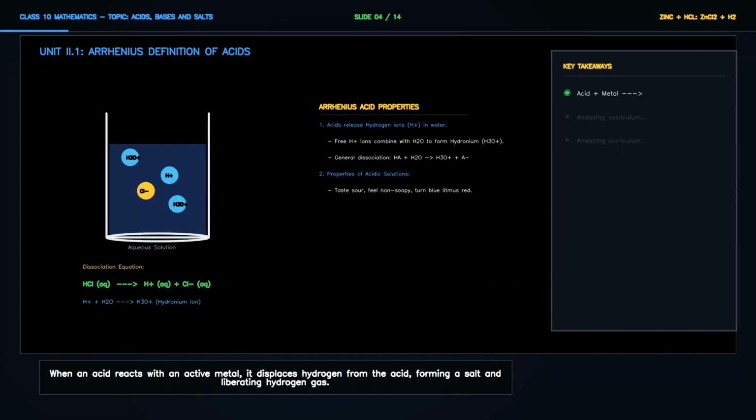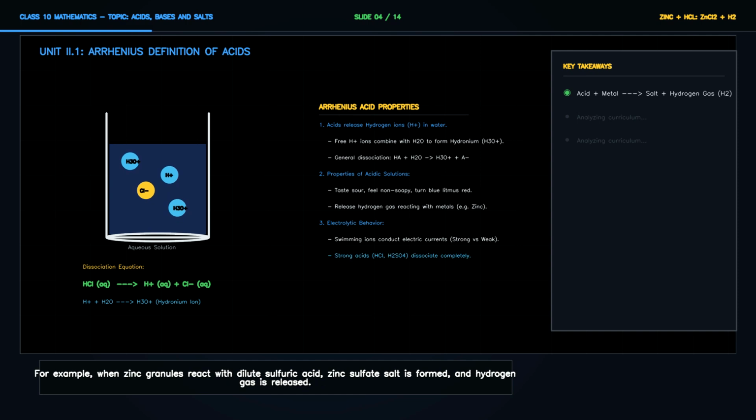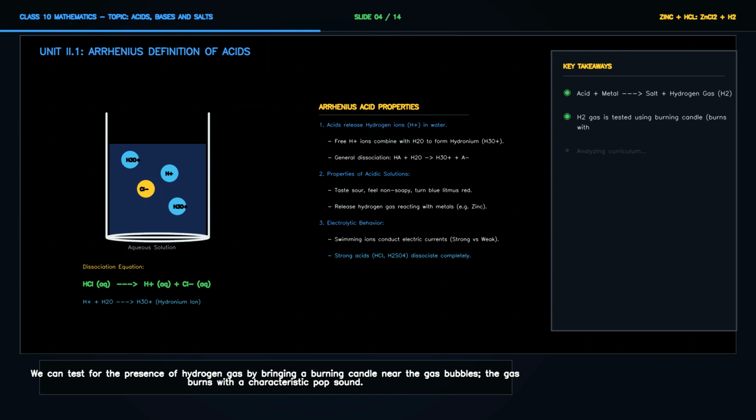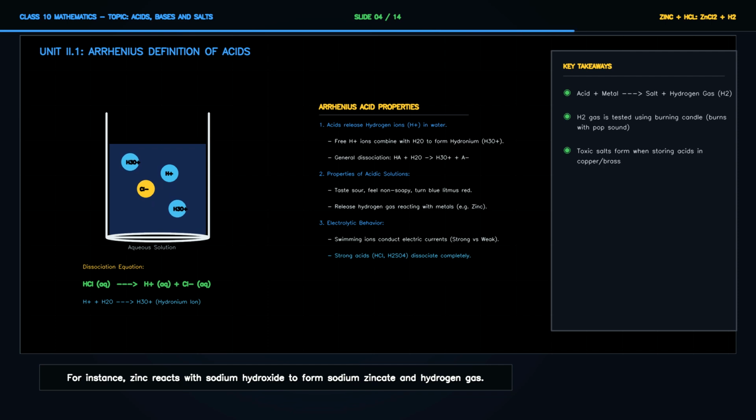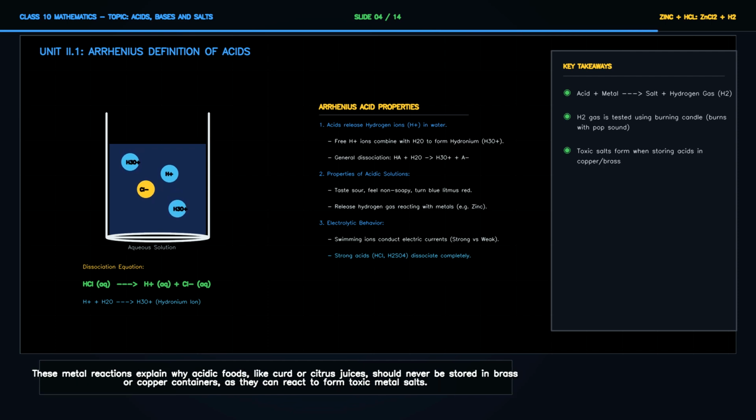When an acid reacts with an active metal, it displaces hydrogen from the acid, forming a salt and liberating hydrogen gas. For example, when zinc granules react with dilute sulfuric acid, zinc sulfate salt is formed and hydrogen gas is released.